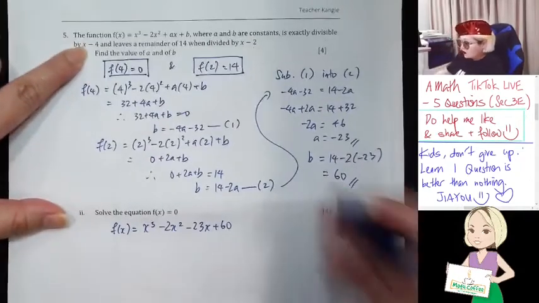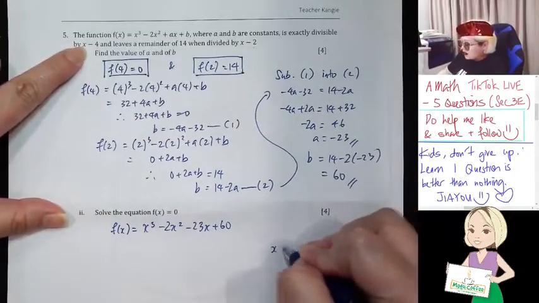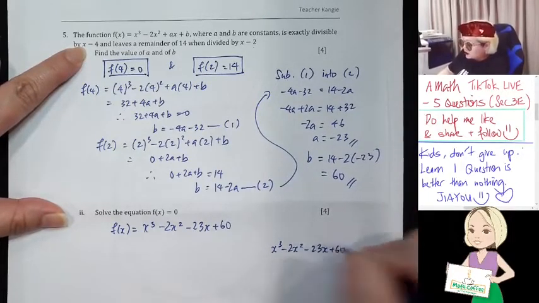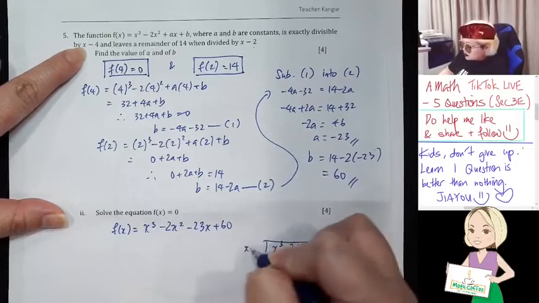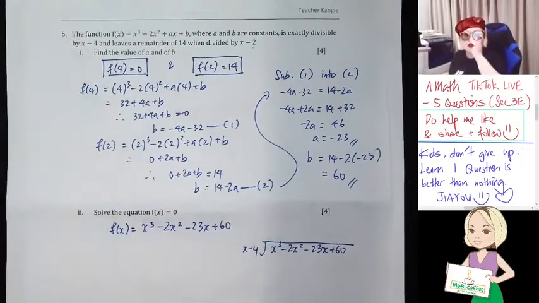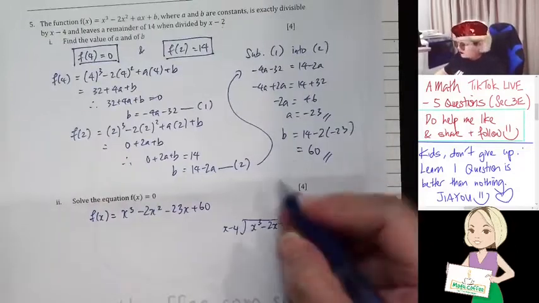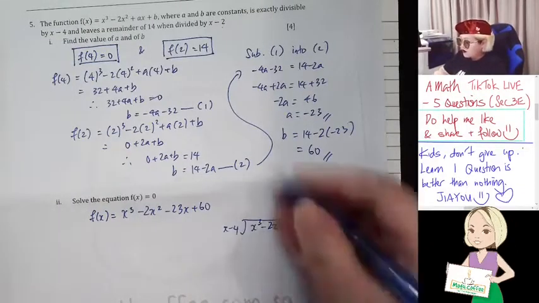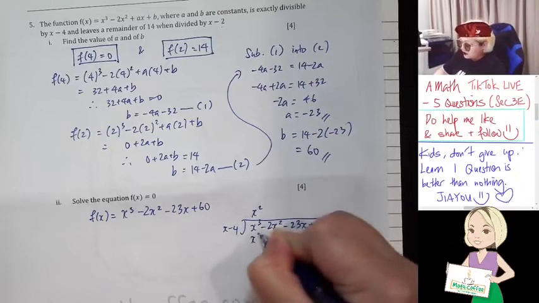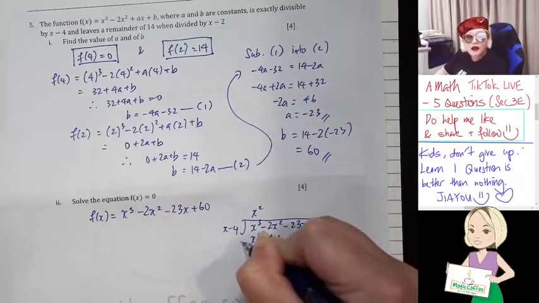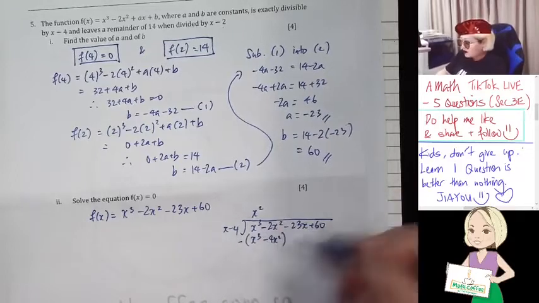So what I'm going to do is, over here, I'm going to do x cubed minus 2x squared minus 23x plus 60. I'm going to divide it by x minus 4. I want to find the quadratic factor. So let's continue to divide. What times x gives me x cubed? x squared. So I have x cubed, this one times this one, minus 4x squared. Remember, I say minus, put bracket.